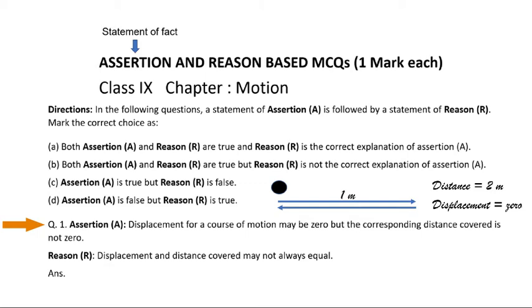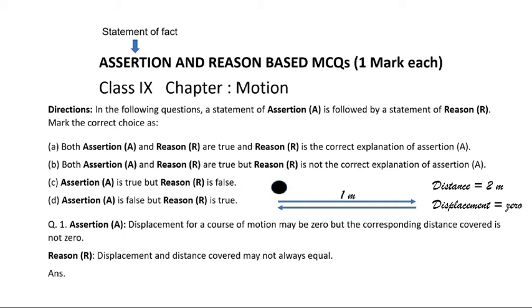Don't you agree with this? It's true. We have seen in this example. So you can see this. Option A speaks assertion A is true. Option B speaks assertion A is true. Option C speaks assertion A is true. Now let me tell you whether the reason R is true or not.